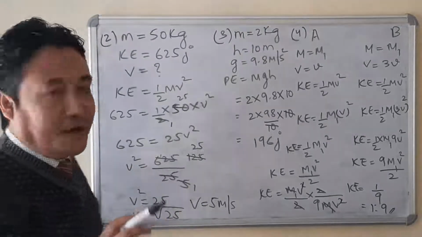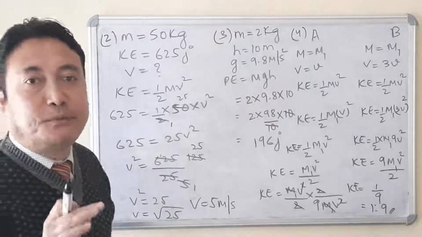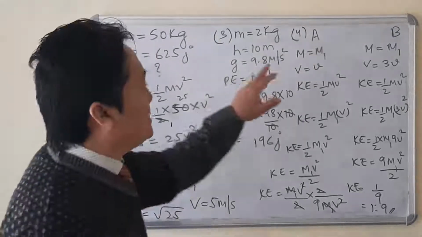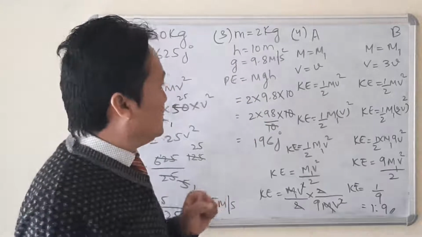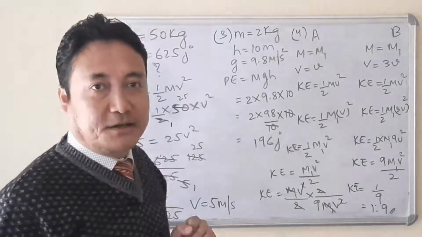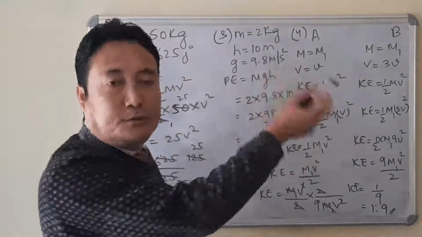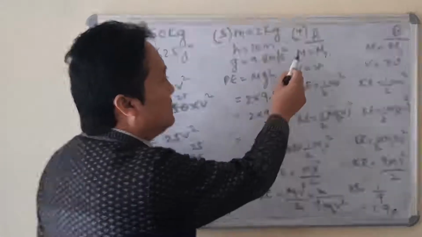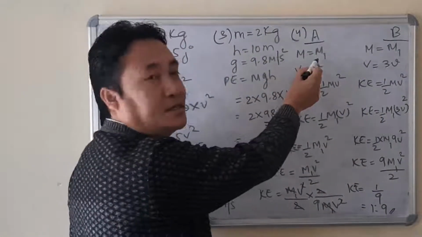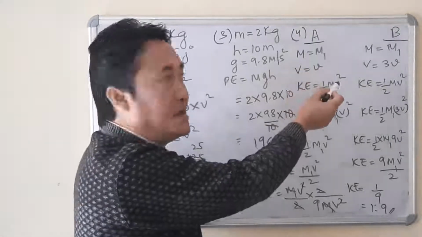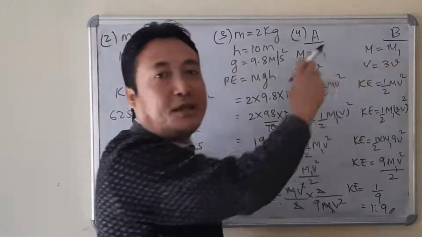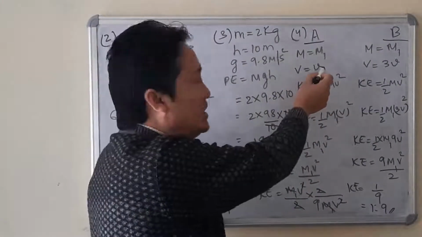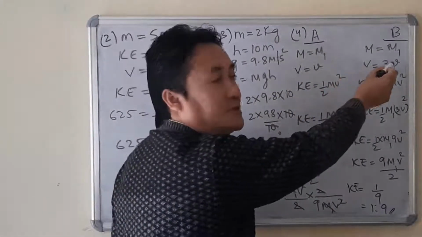Now you have to find the ratio of the kinetic energy of the two bodies here. The two bodies have the same mass, and the velocities are different. Let us consider our two bodies as A and B. Let us consider mass of A is m1, and mass of B will also be m1 because they are having the same mass. Velocity of A is v. Velocity of B is 3v.